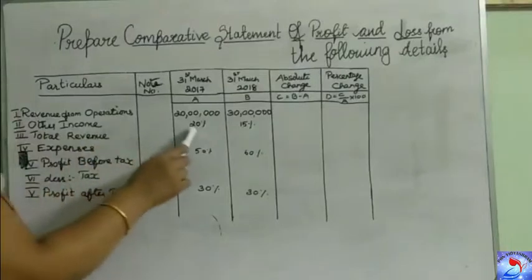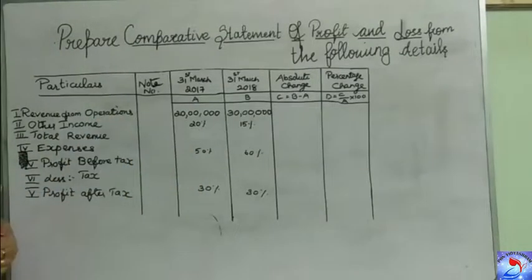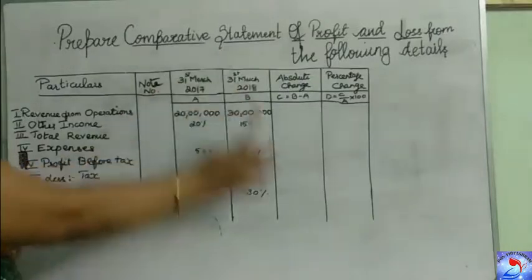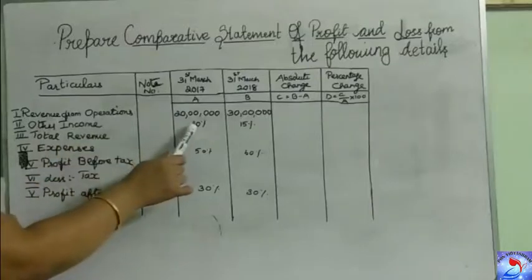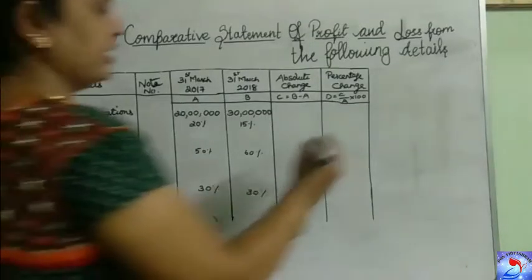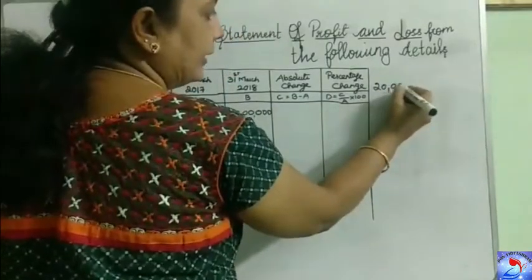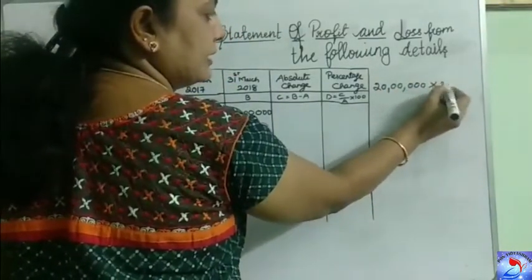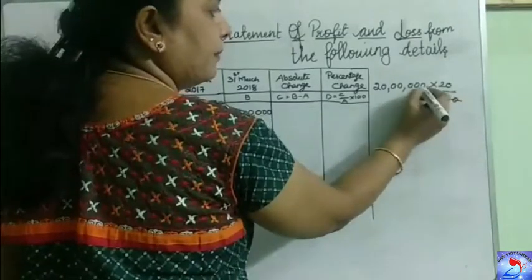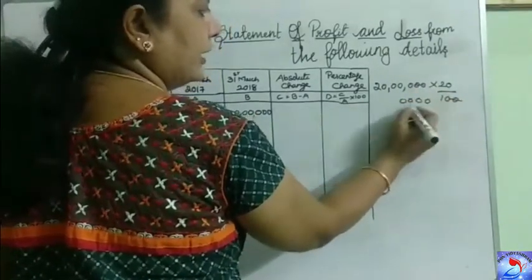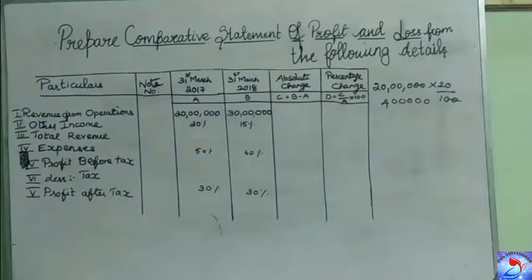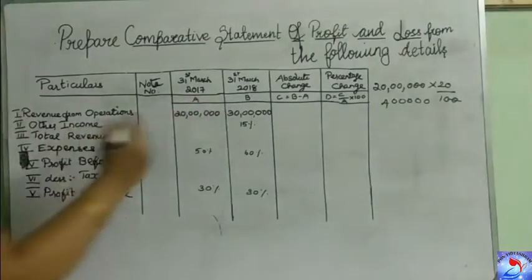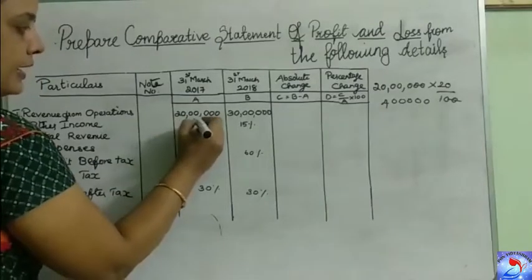Other income is given as 20% of revenue from operation. First let us find out the figures, and then we will go into the other things. So 20 lakh into 20%: how much will you get? You will get 4 lakh rupees as your other income. Let us write it here: 4 lakh rupees.